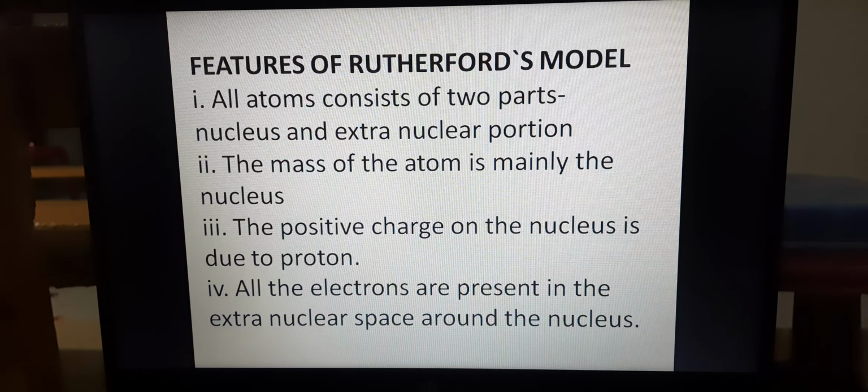Features of Rutherford's model: all atoms consist of 2 parts, the nucleus and the extranuclear portion. The mass of the atom is mainly in the nucleus. That is, the nucleus possesses protons and neutrons. The positive charge on the nucleus is due to protons. All the electrons are present in the extranuclear space around the nucleus.